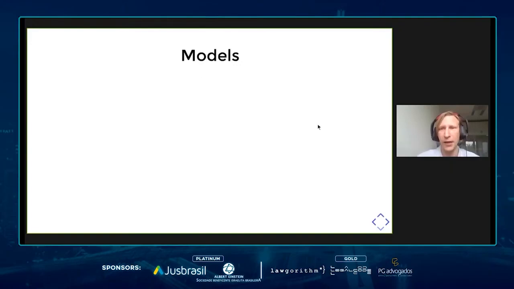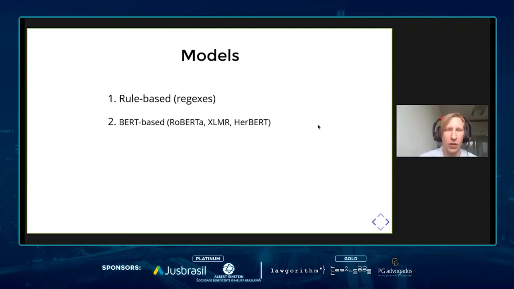So the models we have used, first of all, we used a very simple approach based on regular expressions. So this is the rule-based approach. Then we used the family of BERT-based models: Roberta, which is the English Roberta, XLMR, which is a multilingual BERT, and Herbert, which is a Polish version of Roberta, so to say. And as a last model, we used a BiRNN, so a recurrent neural network. Actually, we used the FLAIR library.